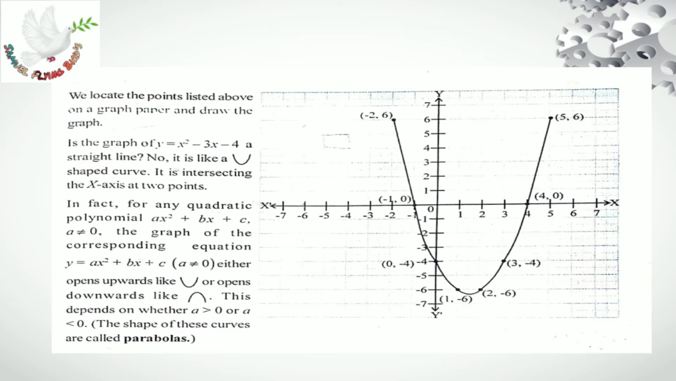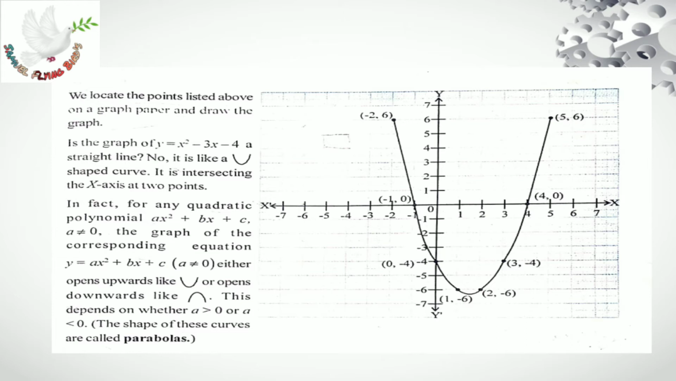We have to consider and find the values of x and y as points. Here we have found 8 points for the given expression p of x. Now it is a parabolic U-shaped curve. It is intersecting the x-axis at 2 points, at -1 comma 0 and 4 comma 0.